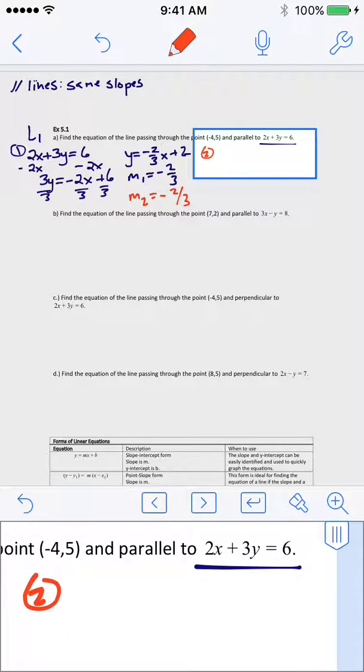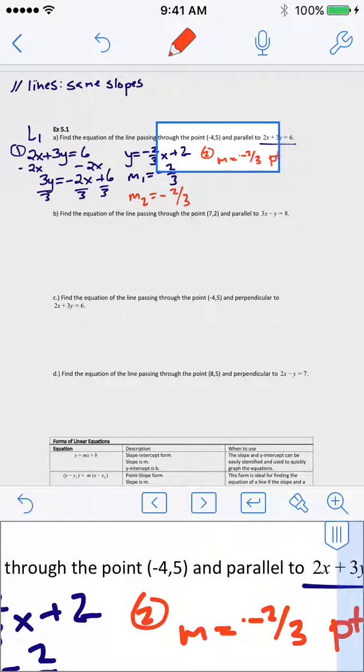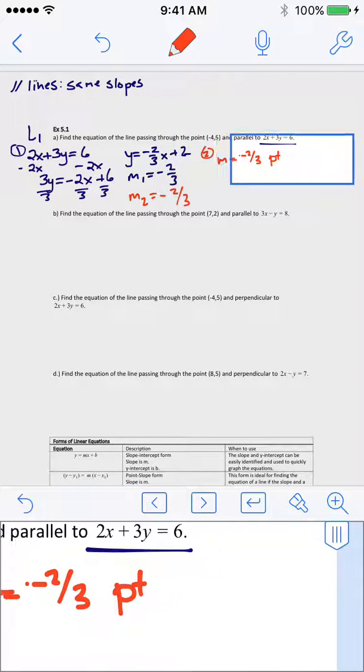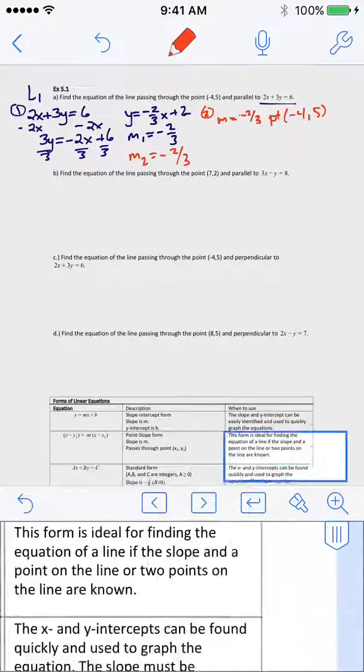Alright, so now what we've been given is a problem where they gave us a slope, m is equal to negative 2/3, and a point. Let's see, what was the point they gave us? The point they gave us was (-4, 5). And now it sounds exactly like the problems we were doing last time. Here's a slope, here's a point, go find the equation.